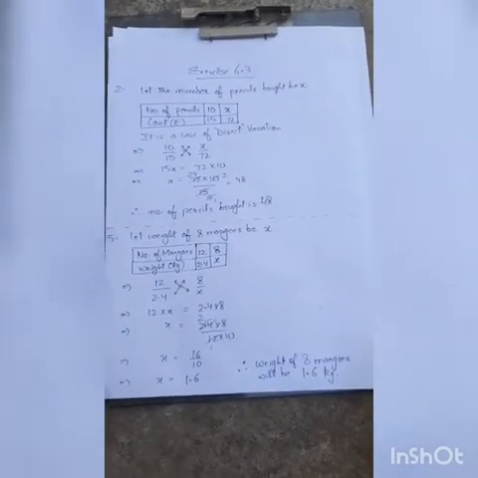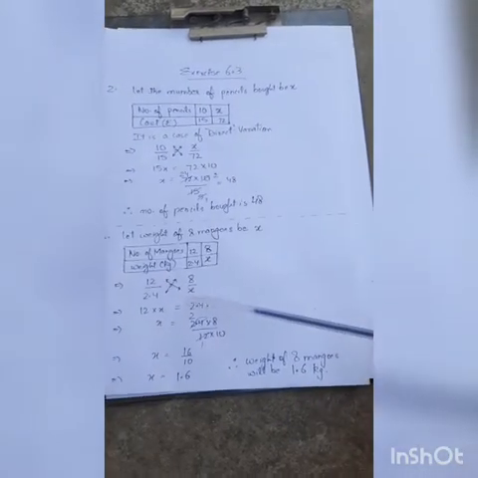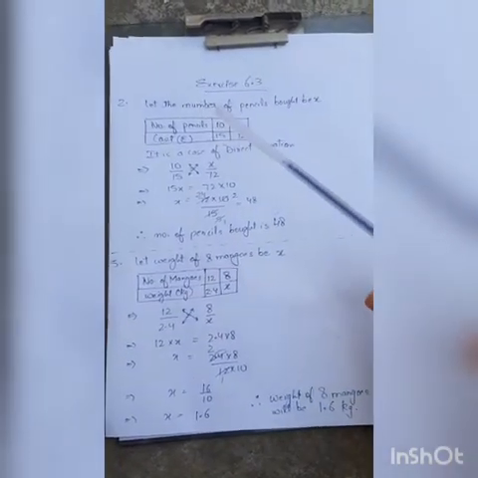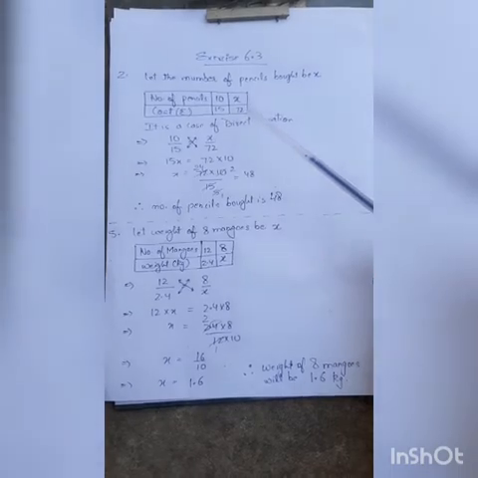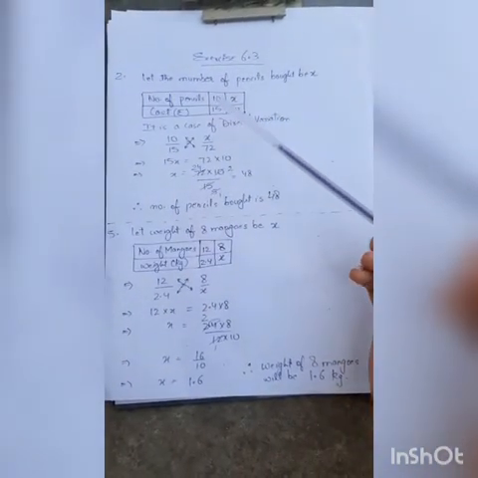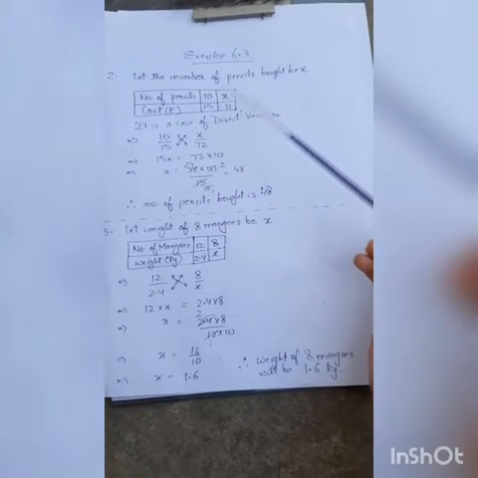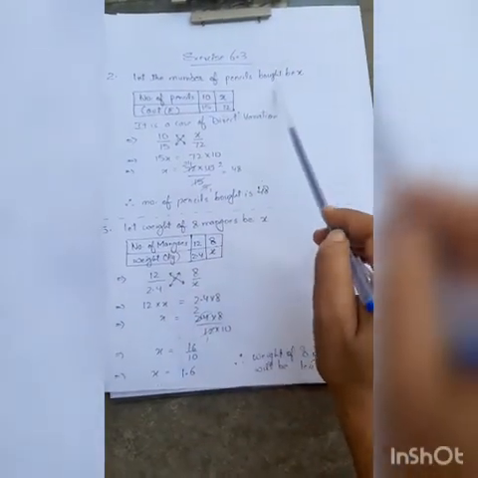Before I proceed, I will discuss exercise 6.3, questions number 2 and 5, which I gave you as homework, students. In question number 2, we were supposed to find the number of pencils bought for rupees 72. So I just made a table. In the first statement, I was given the number of pencils and their cost. In the next statement, they were telling me the cost, but not the number of pencils. So I assume let the number of pencils bought be X.